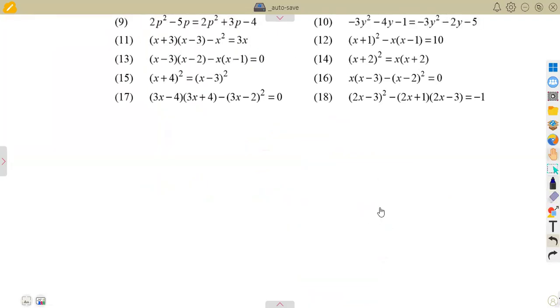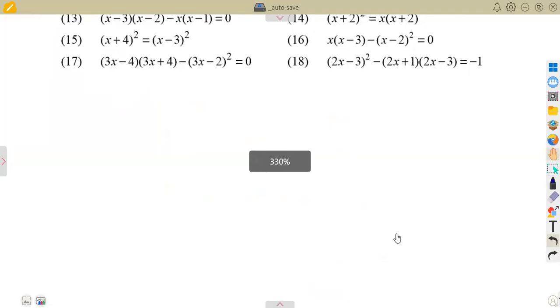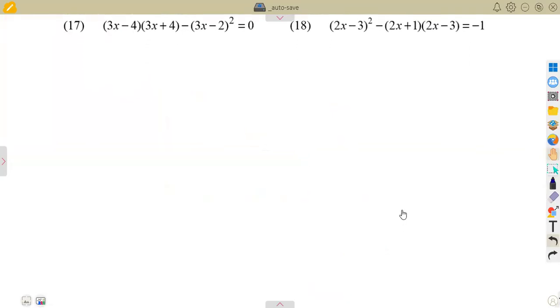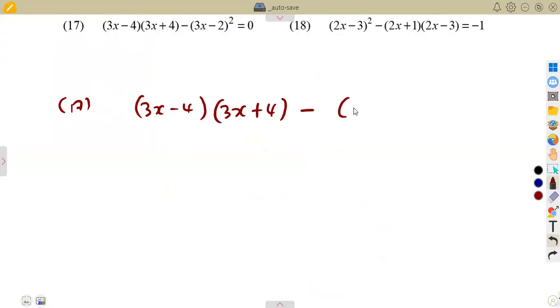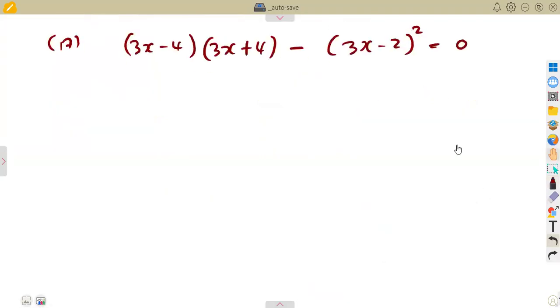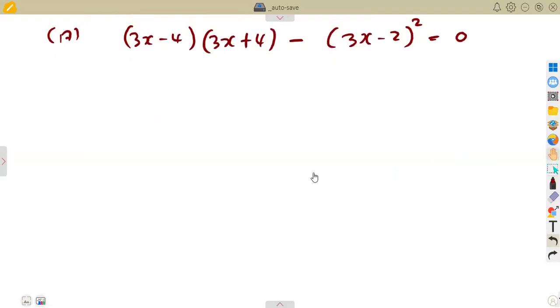All right, so there are so many questions for you to try. I'm just going to give you this platform to try as many questions as you can. Considering number 17, we are given 3x minus 4 into the bracket of 3x plus 4 minus 3x minus 2 squared, which is equal to 0. So that is what you're given there. What are we supposed to do? We are supposed to expand the given brackets. There we've got the difference of 2 squares, and 2 brackets to be considered: x minus this squared.